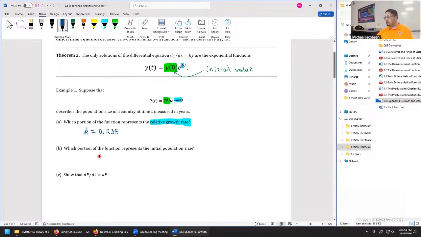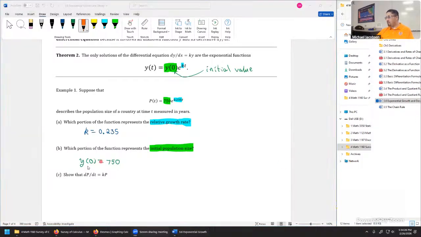Next part of the problem says, which portion of the function represents the initial population size? That's another thing we can just visually spot directly by looking at the format of the function. It should be a 750. Yeah, absolutely. The initial population size is exactly that. You could call it y at 0, but at the end of the day, it's exactly like you said, a 750. So you'll have y at 0 is 750 for the initial population size.